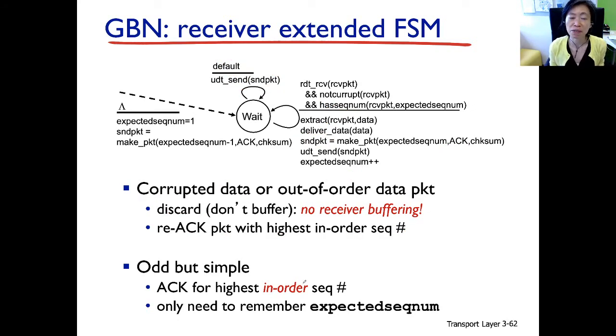So the Go-Back-N receiver works a bit odd, not that intuitive, but it's very simple. It always acknowledges the data packet that is the highest in sequence number among all those that arrive correctly and in order. So all the receiver needs to track is the expected sequence number. And that's pretty much all. At the sender side, if a duplicate ACK is received, that is essentially saying either the data previously sent is corrupted or the data previously sent is lost.